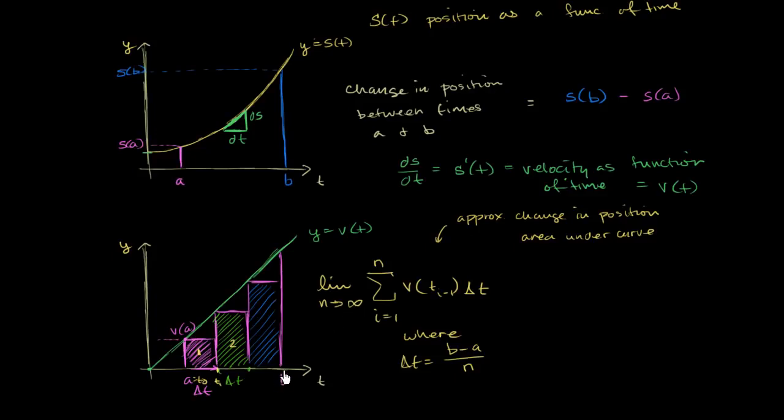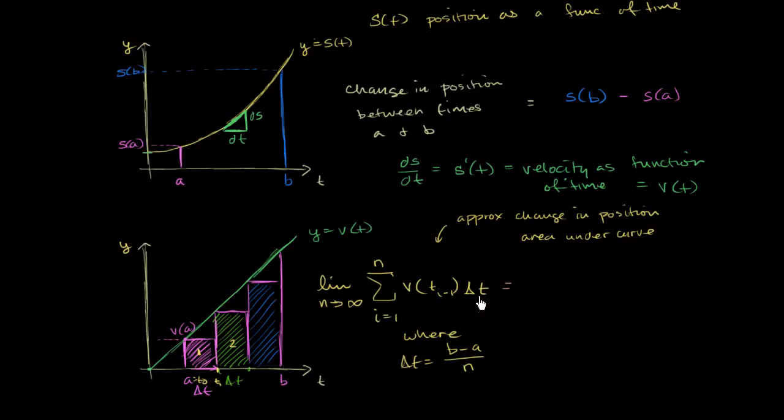We take the limit as n approaches infinity, and as n approaches infinity, because delta t is b minus a divided by n, delta t is going to become infinitely small. It's going to turn into dt's, is one way to think about it. And we already have notation for this. This is one way to think about a Riemann integral.